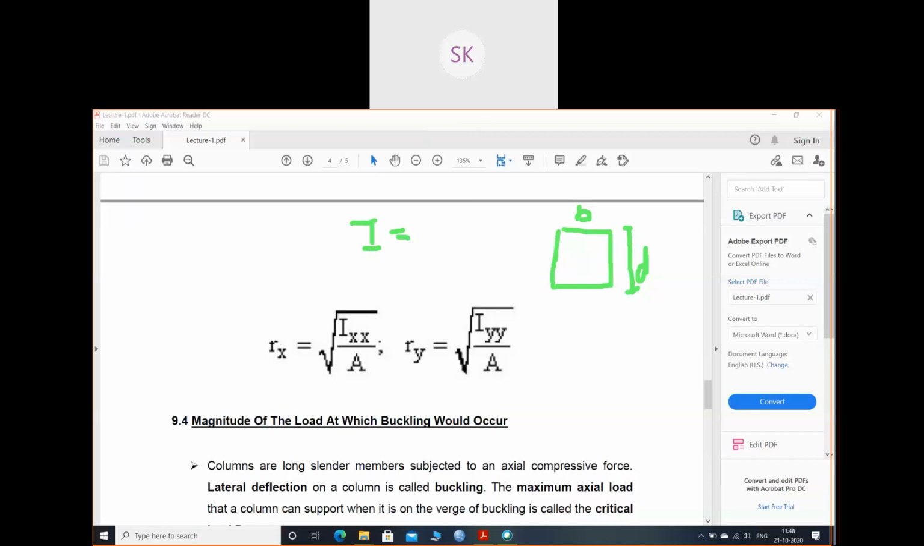Anyone from the class can tell me what the moment of inertia will be for this rectangular beam with width B and depth D? Am I audible? 26 participants. Am I audible? Hello? Okay, okay. So what will be the moment of inertia?